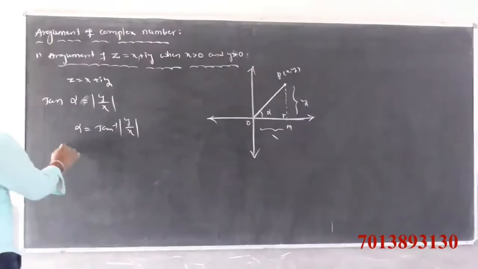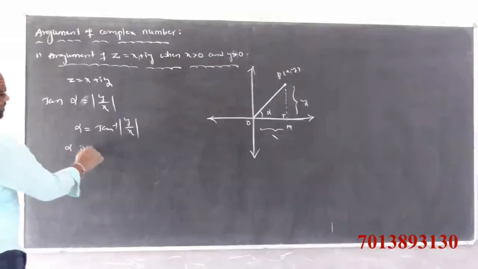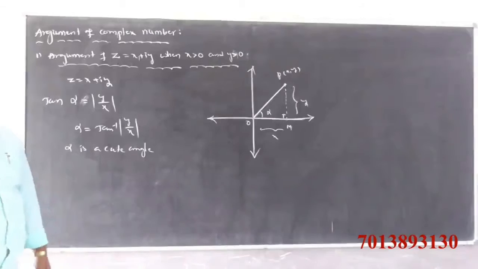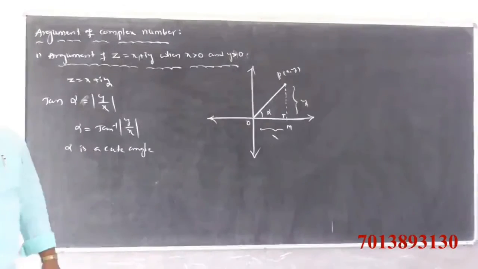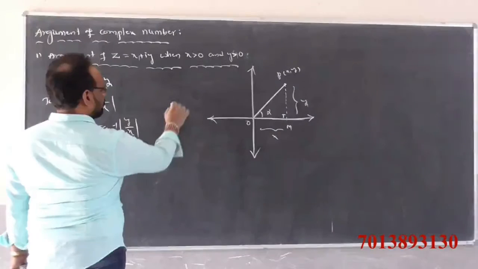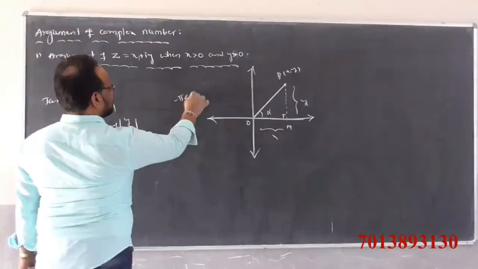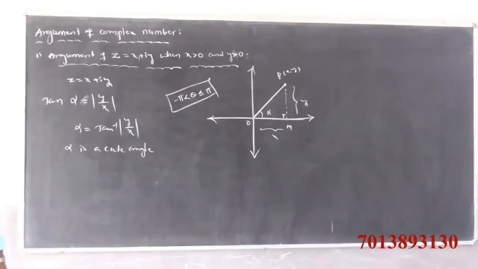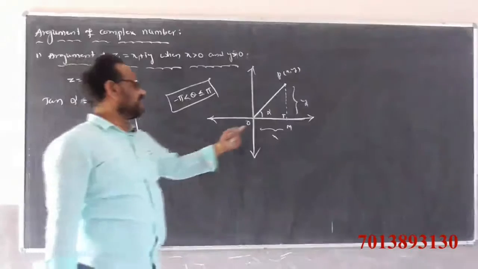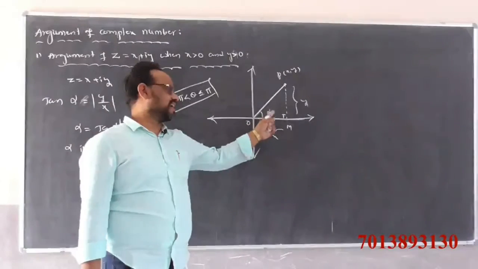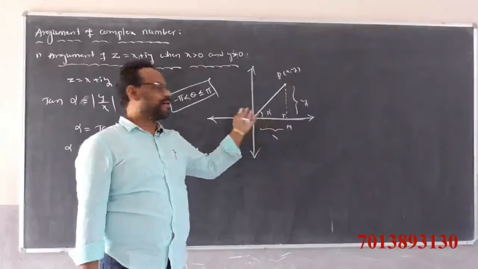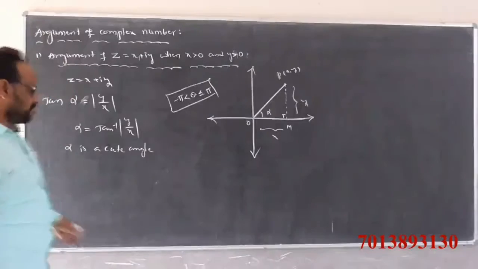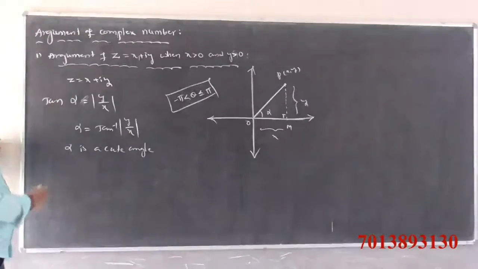Clearly, alpha is an acute angle. It satisfies the inequality for the principal argument, which is minus pi less than theta less than or equal to pi. Clearly it is an acute angle, less than pi and greater than minus pi. So we want the argument of z. Alpha is an acute angle.